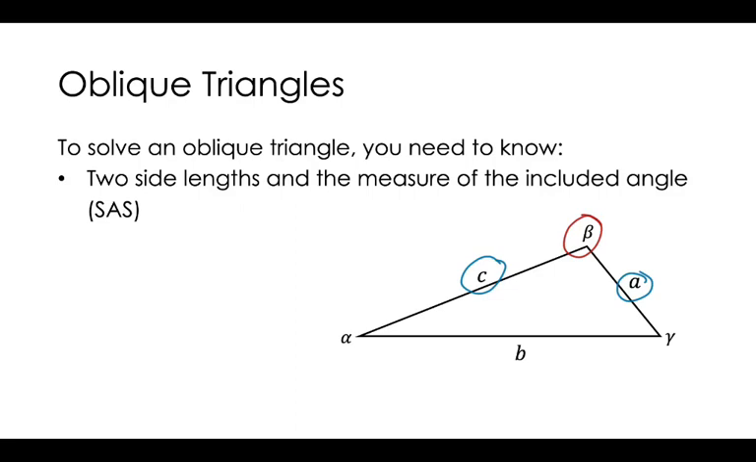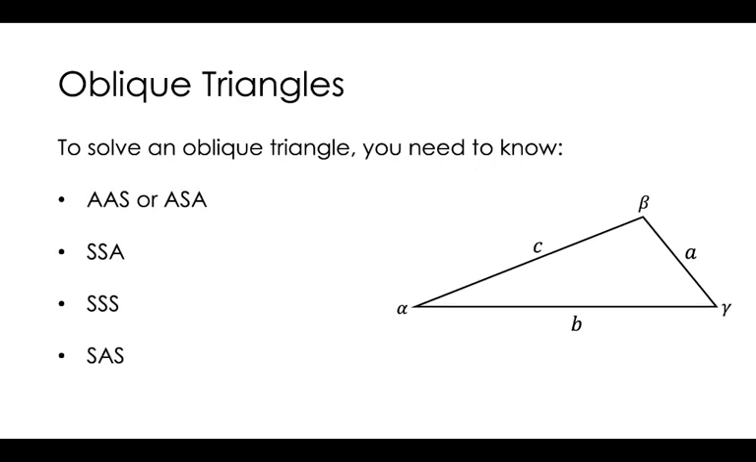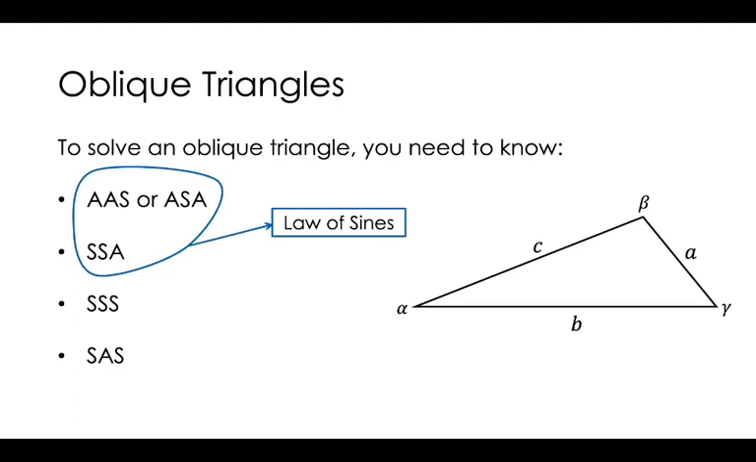All right, so you have four different cases that you might be in that you can solve an oblique triangle. All right, so the angle, side, angle, and so on. If you're in one of the first two bullet points, angle, side, angle, or angle, angle, side, we're going to use the law of sines to solve those triangles. If you're in the other two cases, we'll be using the law of cosines.